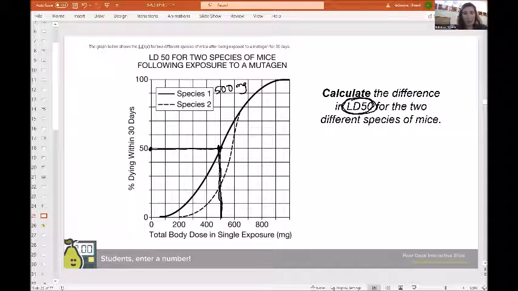Now, this is a little different for species two. If I keep extending the line over, it intercepts here. And then when I draw that down to the x-axis, maybe that's 575, maybe 580. There's kind of a range there because it is a graph that we're reading from. So now we need to calculate the difference between those two LD50s.